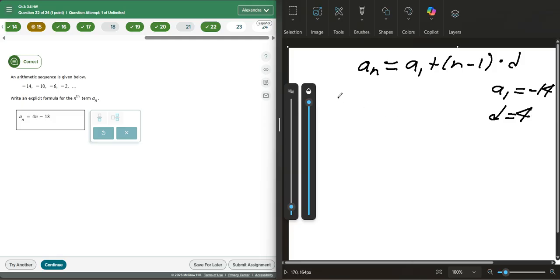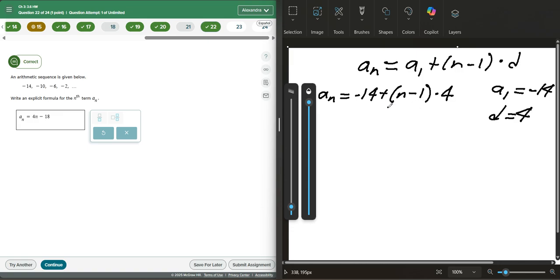Okay, so let's plug in our numbers. So a(n) equals negative 14 plus, open parentheses, n minus 1, times 4. I'm gonna get some more room down here. This is kind of your answer, but we have to simplify this formula right here, because this function is not simplified.